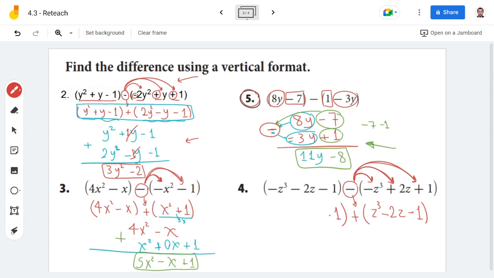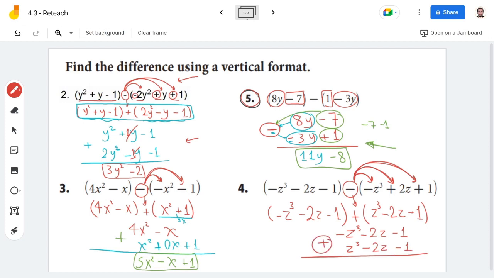So we write negative 2z, negative z cubed, like this. Okay. Now let's rewrite them vertically. Do we have any missing? No, we have no missing. So negative z cubed minus 2z minus 1, and z cubed minus 2z minus 1. Okay, so now let's put plus here.